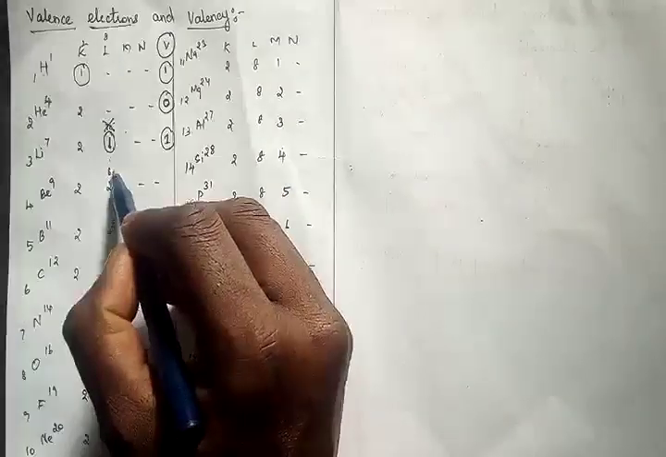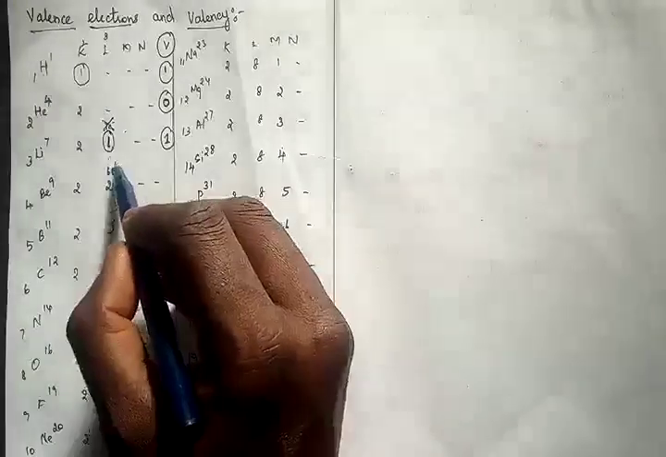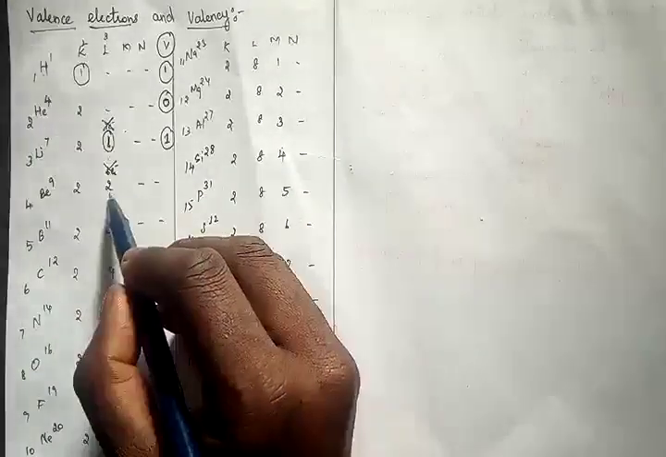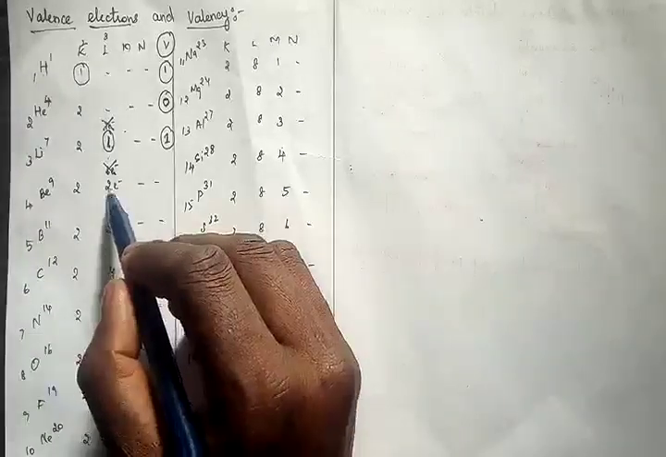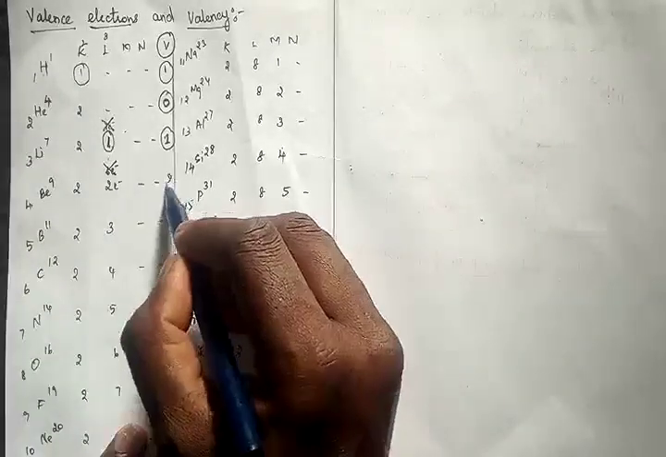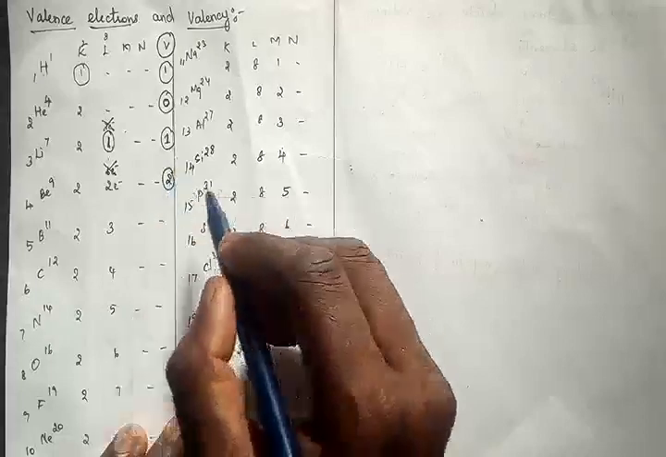So it needs to gain 6 electrons. Gaining 6 electrons is a tough process when you compare it to losing 2 electrons. So during a chemical reaction, beryllium loses these 2 electrons. So the valency is 2.